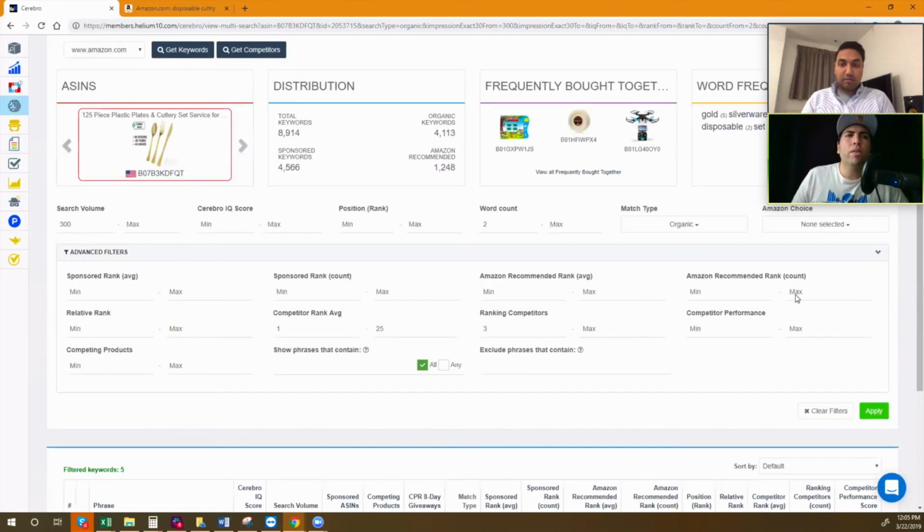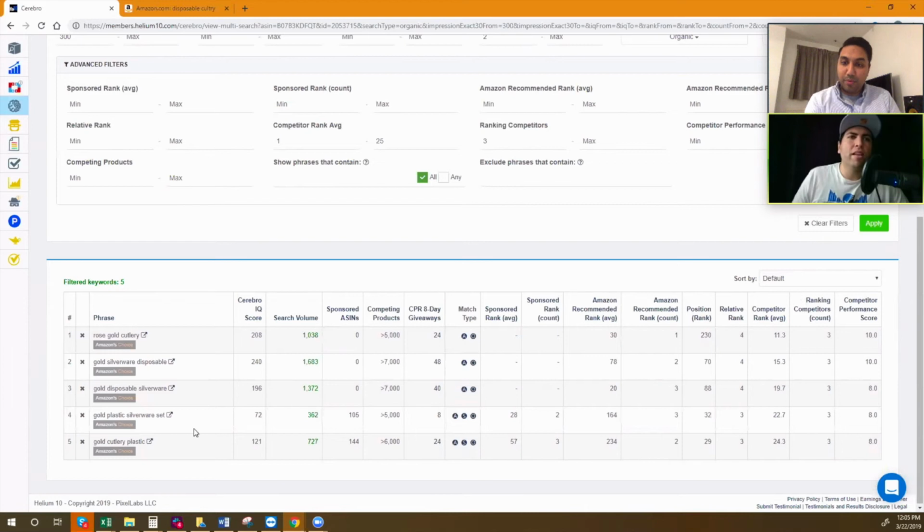And we come up with a list of 5 keywords. And look at this. And I was going slow. Yeah. But this still took me only 3 minutes, but I was trying to explain. Look at this. Rose gold cutlery. All right. Searched for 1,000 times a month. Let's just take a look here. One of the competitors is ranked number 1. One is ranked number 11, and one is ranked number 22. You see the one in bold? Yeah. That is maybe my product, or just that new one, and it's ranked 230.